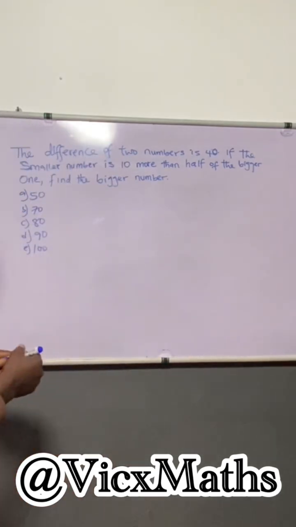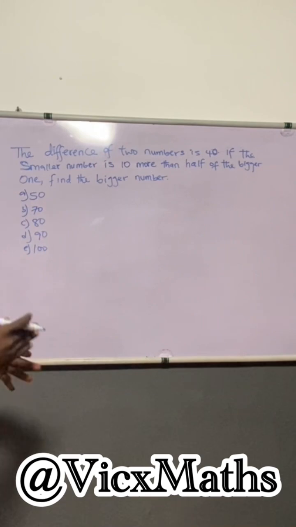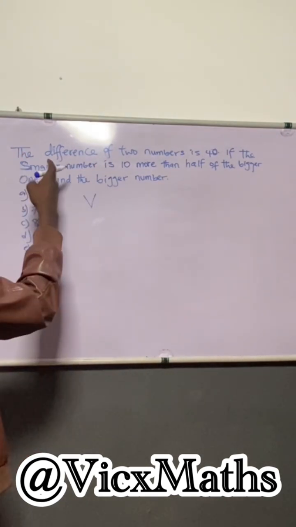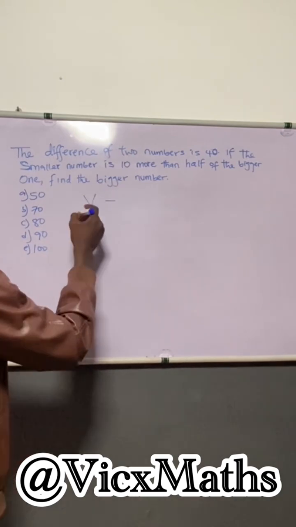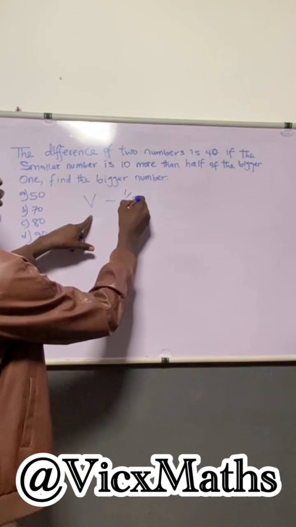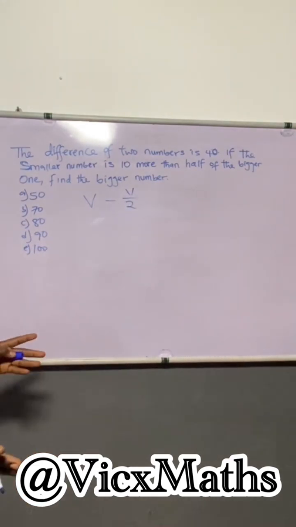So now let's have the question here. We'll say bigger number. They didn't give you the bigger number, so you can represent it with X or Y, any variable. You may use your name. My name is Victor, so let me use V. So we'll have V. The difference of the bigger number, V, minus the smaller number is actually 10 more than half of the bigger one. You can write this half as 1 over 2V, or you can write the half as V all over 2. Anything divided by 2 is actually half of whatever it is.